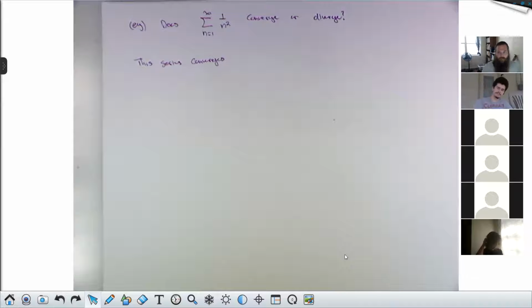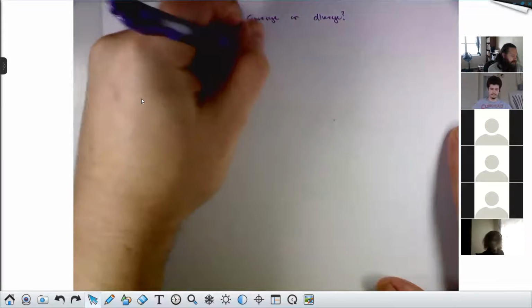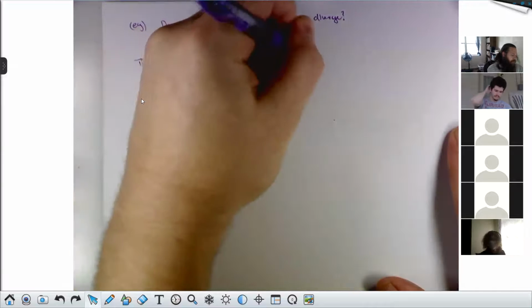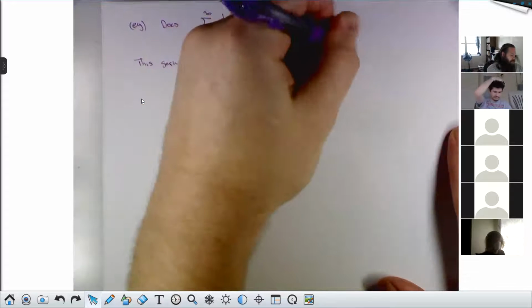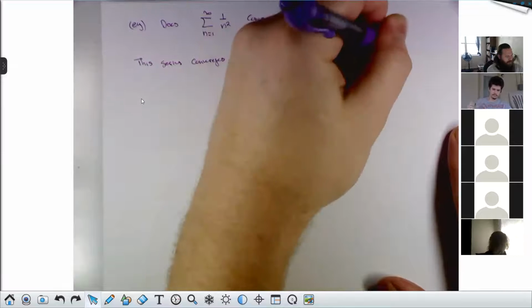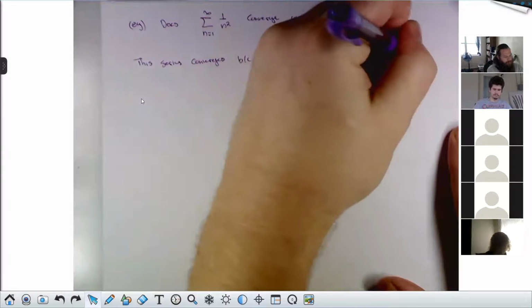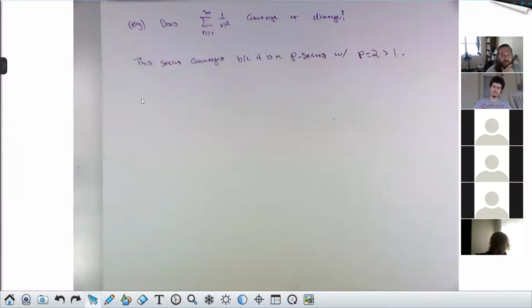We could relate this to the p integral 1 over x squared using the integral test because the corresponding function is positive, continuous, and decreasing. But in terms of the theorem we just proved. Yeah, thank you, Matthew. This series converges because it is a p series with p equal to 2, which is bigger than 1. That's all you got to say. Because this thing is a p series, right? And the theorem we just proved says that p series converge if and only if p is bigger than 1.